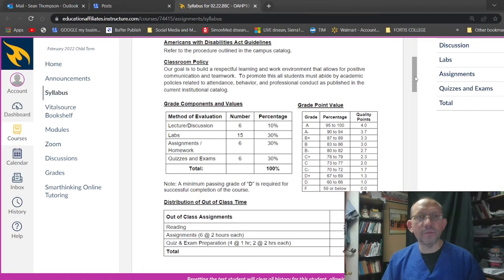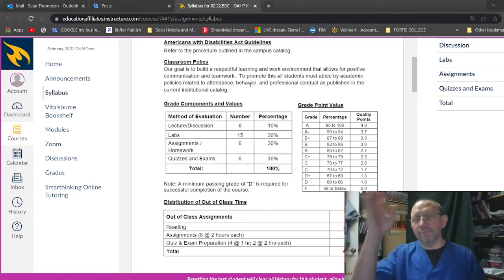Classroom policy: the goal is to build a respectful learning and working environment that allows positive communication and teamwork. To promote this, all students must abide by academic policies related to attendance. Attendance means checking in. If you're on campus, look at the stuff that's on the walls because that's good information for you. Remember, the whole idea of taking this class is to get the certificate and the degree so that you can get a good job. And a good job just makes things better.